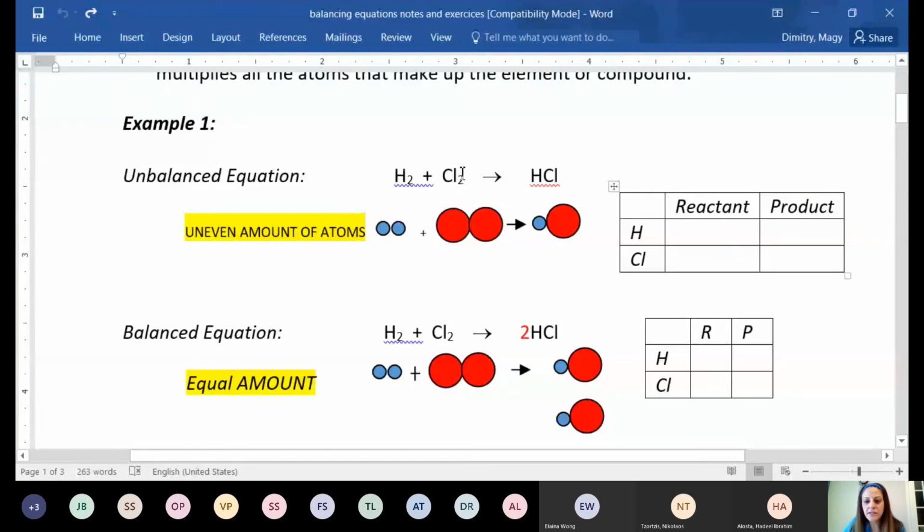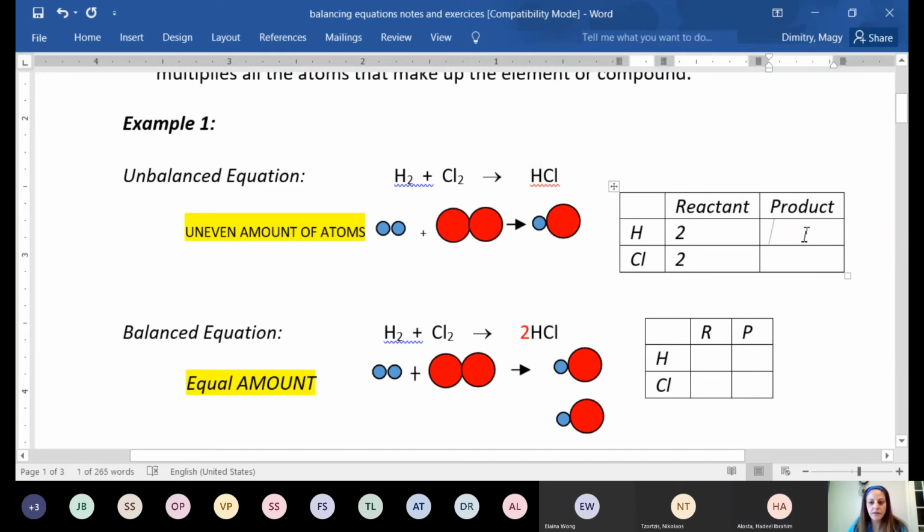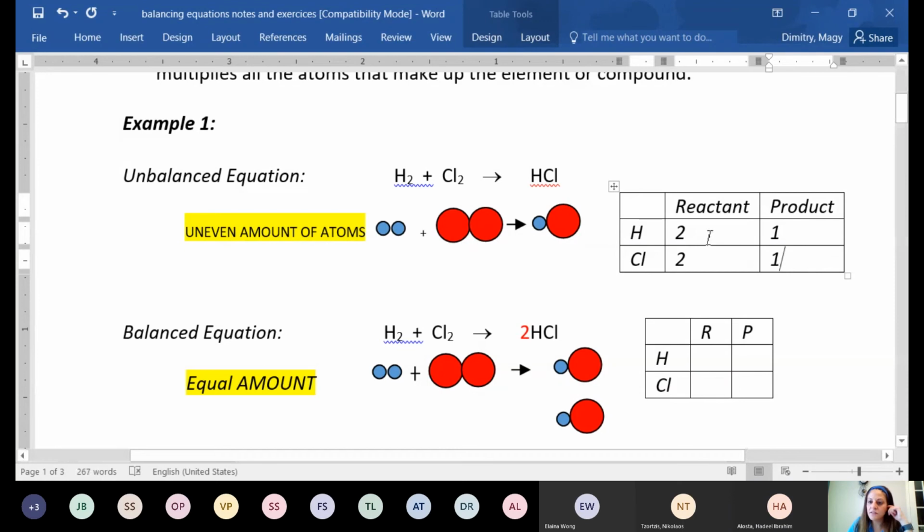All right, so let's count. On the reactant side, right now as is, how many hydrogens do I have? In total, 2. Yeah, so we write 2. And how many chlorines? Also 2. Okay, now on the product, how many hydrogens do I have? 1. And how many chlorines? Also 1. So you see, this is not equal. 2 and 1 is not right. It's not balanced. Something disappeared and that doesn't exist in the world.